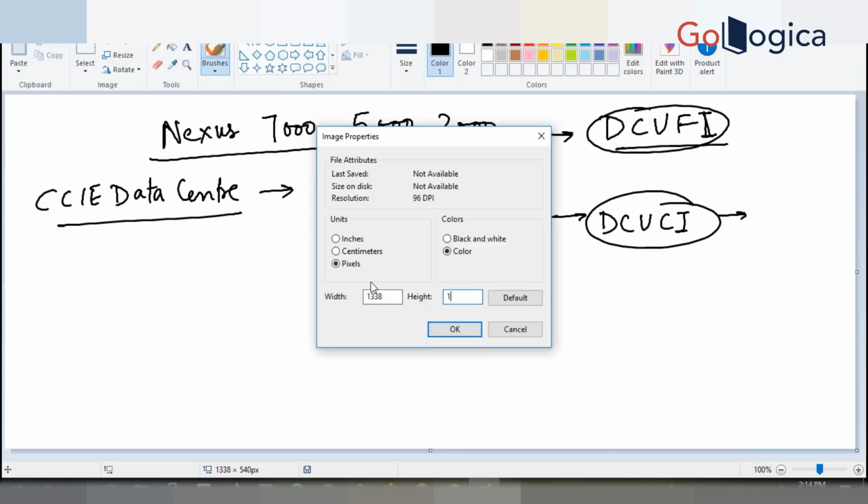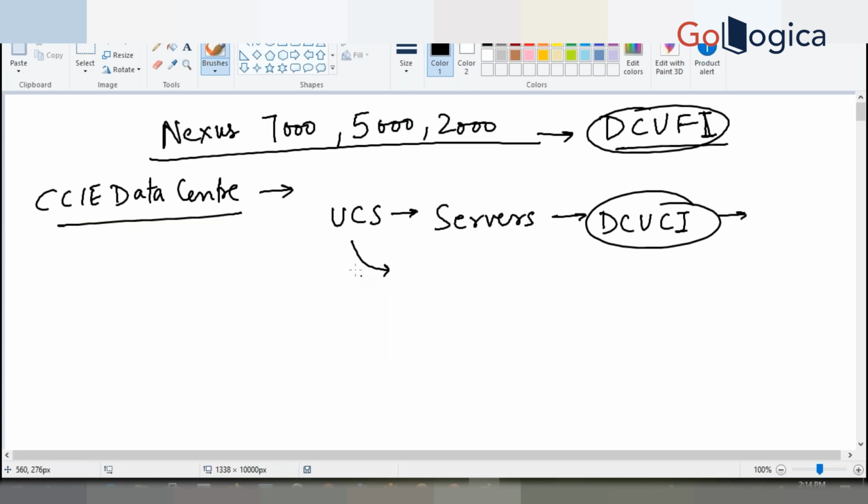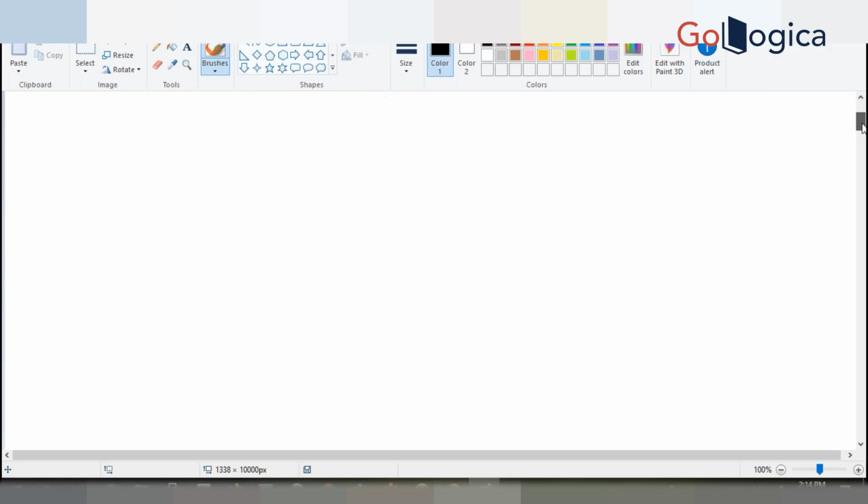So let me explain what we are going to do here. This is one module. This is the other module, right? Both belong to CCIE Data Center. So we are going to take up this. In this, we are going to talk about Nexus 7,000, 5,000, 2,000.